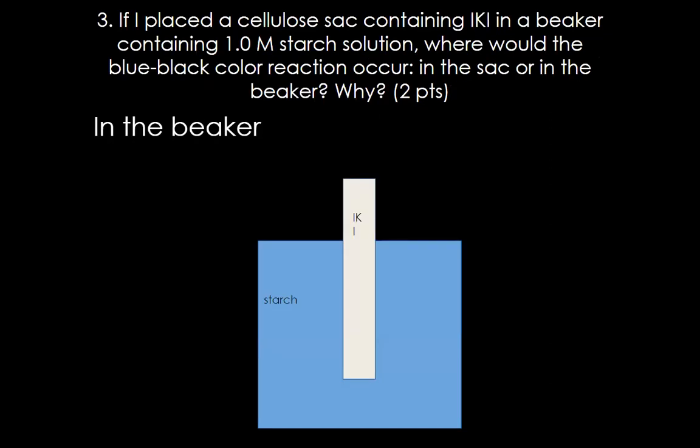For number 3, if I place a cellulose sac containing iodine in a beaker containing starch, where would the blue-black color reaction occur? As you can see, I inverted the experiment described in the worksheet to test if you actually understand the principle. Since the cellulose sac is a semi-permeable membrane, iodine will be able to move, but starch will not. Since iodine is inside the sac and starch is outside, iodine will diffuse out of the sac, and thus the color change reaction will happen outside the sac, in the beaker.